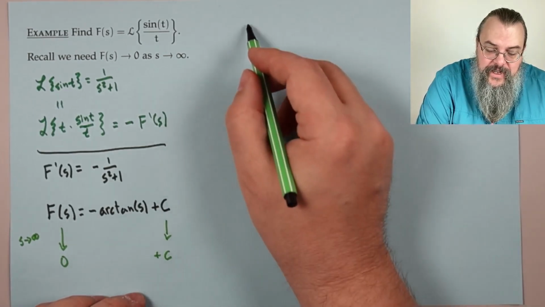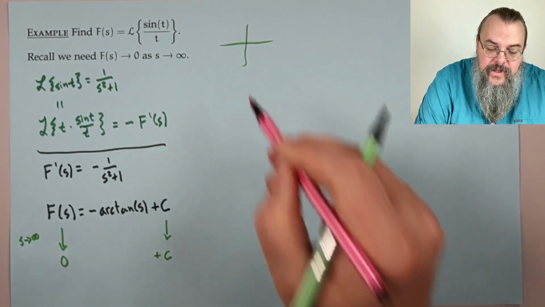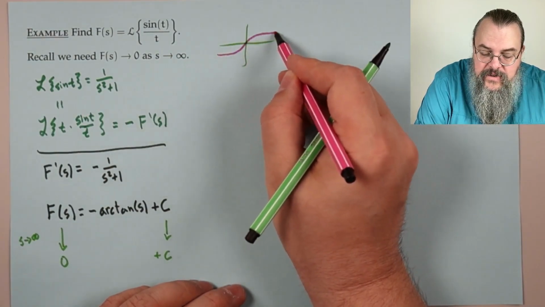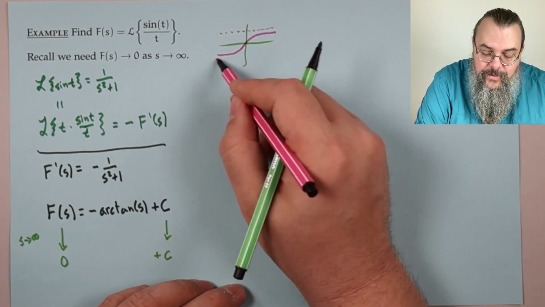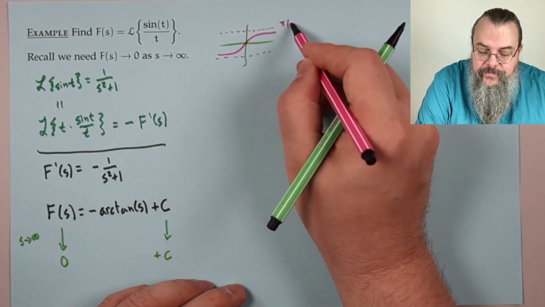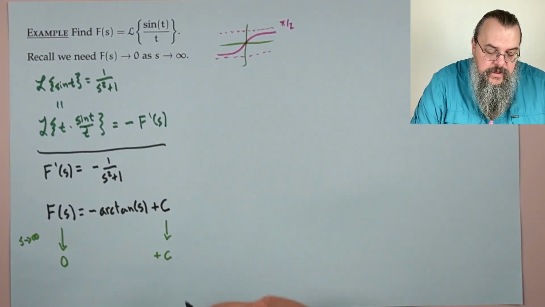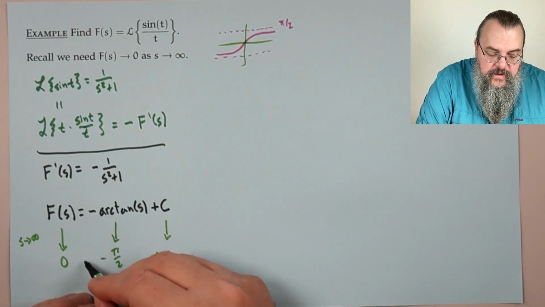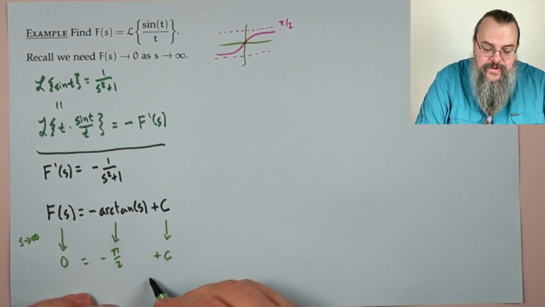What's the behavior of arctangent? So if we were to sketch arctangent, what does it look like? Well, it looks like a piece of tangent turned on its side. And so as we go to infinity, we are approaching an asymptote. Which asymptote do we approach? It is pi halves. And so we see that this part goes to negative pi halves. And so now we can solve for c. c is pi halves.